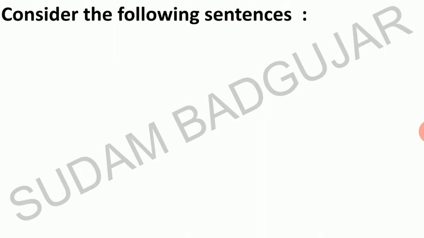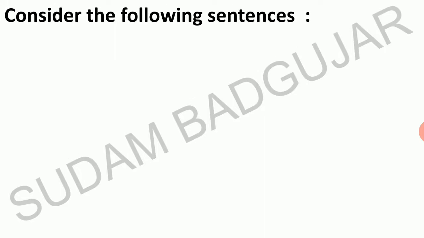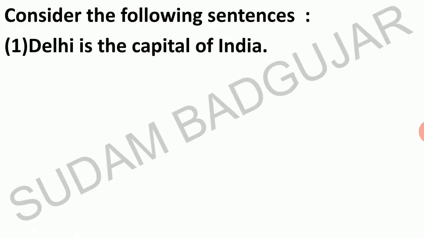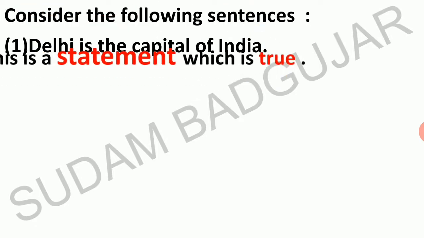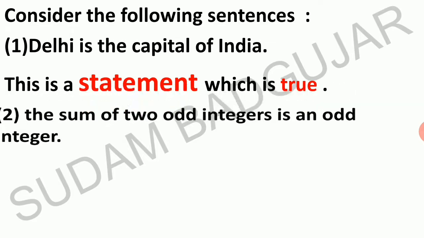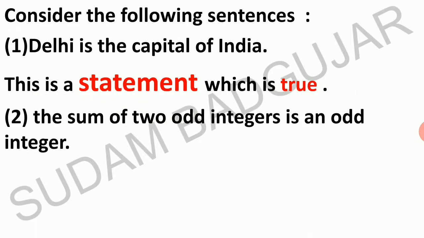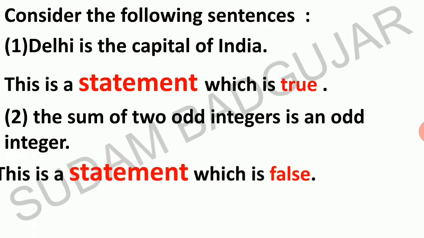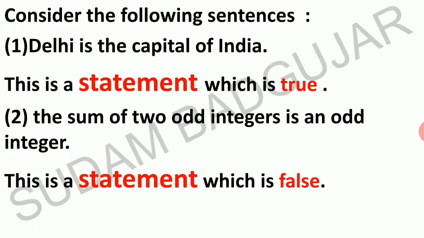Next part is, consider the following sentences. For example, Delhi is the capital of India. Yes, it is a statement and it is true. Second is, the sum of two odd integers is an odd integer. Yes, this is also a statement and it is false. Why? Because consider two odd integers 3 and 5. Their addition is 8. It is not odd. So its truth value is false.